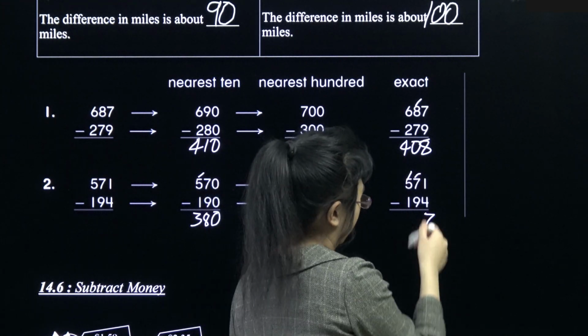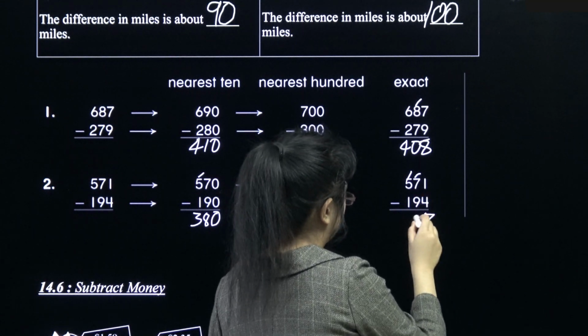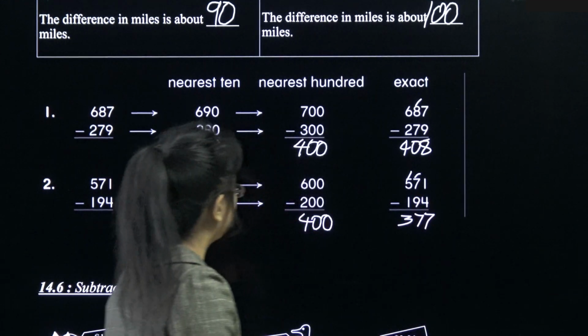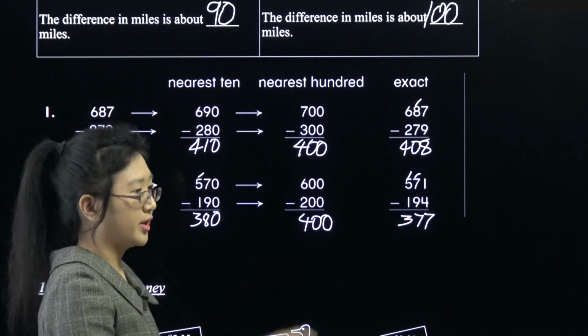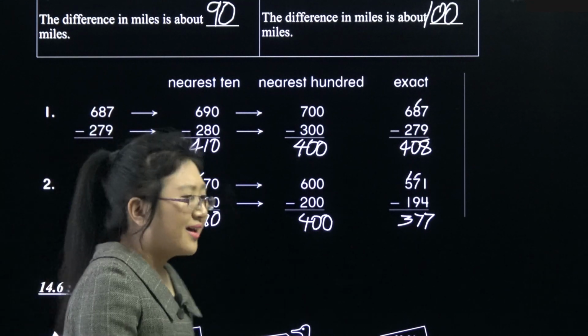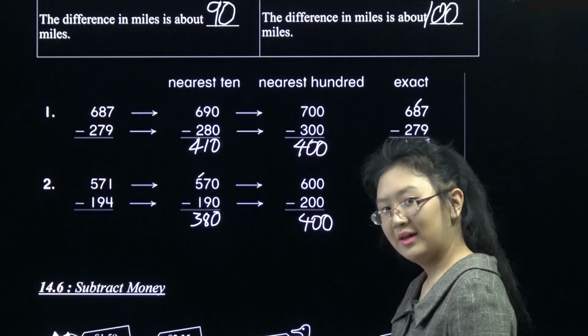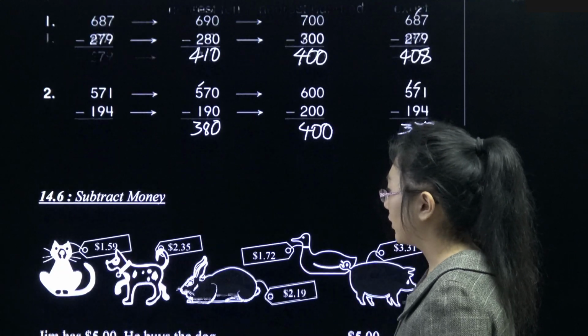So, well, 6 minus 9 now, since we regrouped. We regroup again. 377, which is closer when we round to the nearest 10 than when we round to the nearest 100. Usually you want to round to a smaller value because the discrepancy, or the difference, would be smaller.